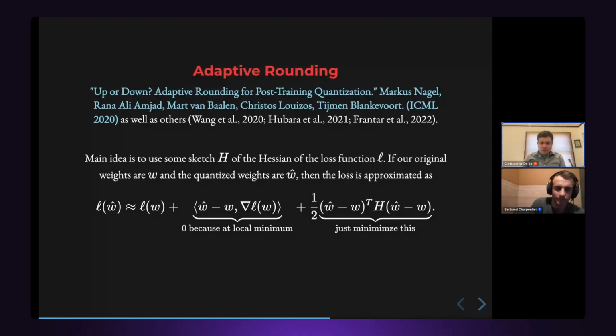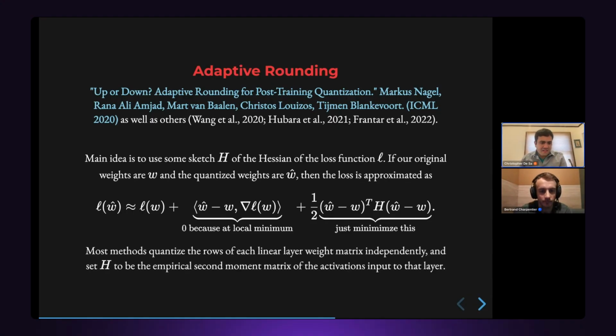A better approach is adaptive rounding, which has been covered in a lot of papers. I just call it adaptive rounding because that's the first paper that gave it a name and proposed describing it. The idea is that you use some sketch of the Hessian of the loss function. You approximate your loss function with a quadratic, and then you try to round your weights in a way that minimizes this quadratic. And there are many ways that you can do this, heuristically or non-heuristically.